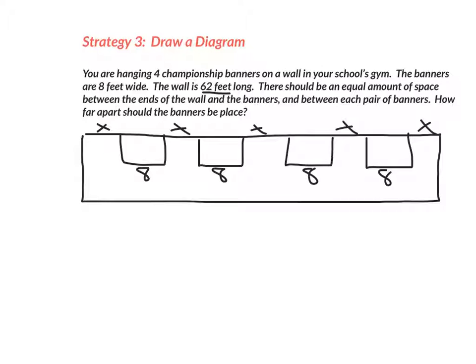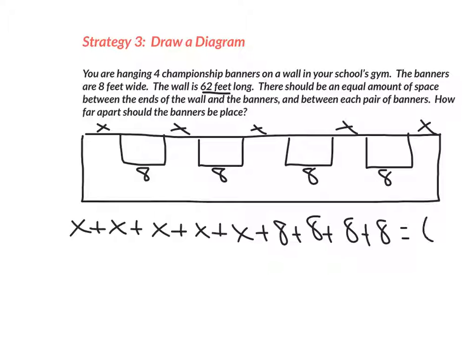So let's count it up here. There's 1, 2, 3, 4, 5 X's. I could do this. I could add X 5 times, which is okay. And I could add 8 4 times like this. And I should get 62. But I think if you add 5 X's, you're going to get 5X. If you add 4 8s, you should know that that's 32.